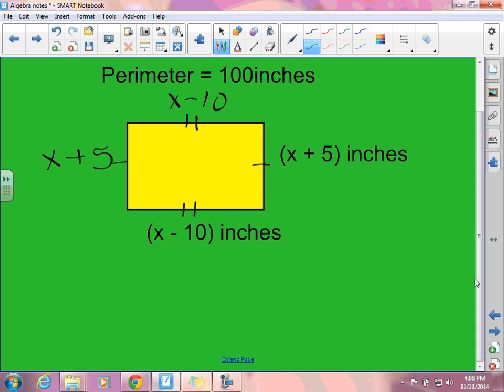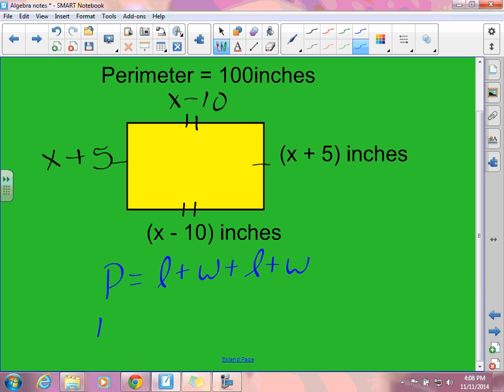All right, so what you're going to do, if you recall perimeter, to do perimeter, you're going to have P equals length plus width plus length plus width. It is not length times width. That's area. We're doing perimeter. So what I'm going to do is I'm going to take out that P, and you're going to notice that they told me the perimeter is 100. So I'm going to plug in 100 for P equals.